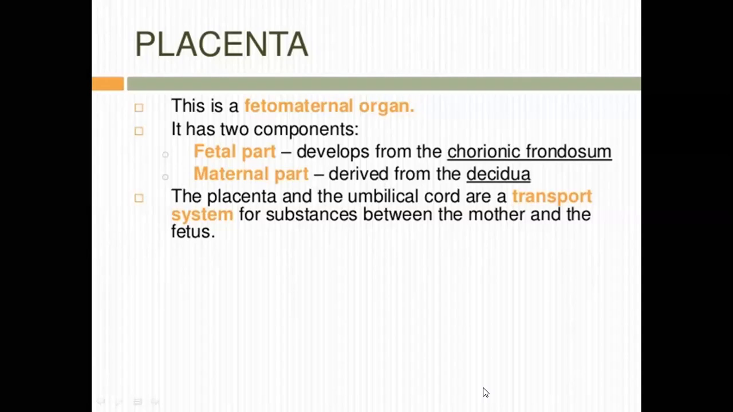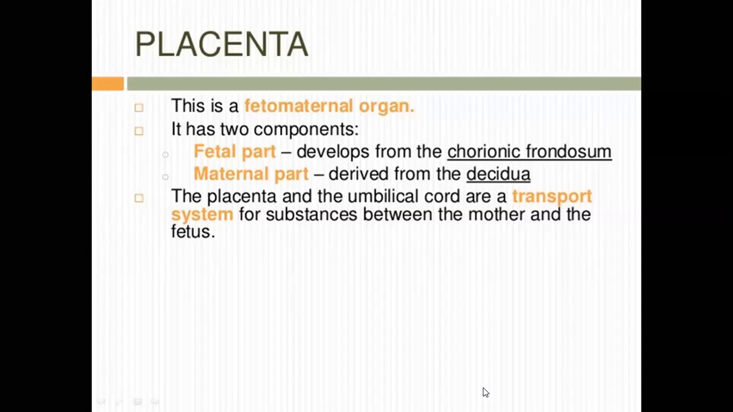When there is implantation of the morula, after implantation of the blastocyst, the uterine endometrium is known as decidua. So on the maternal side, decidua is the component of the placenta, and on the fetal side, chorion. We will study how the chorion is formed. Chorion frondosum is the component. So the placenta has got two components.